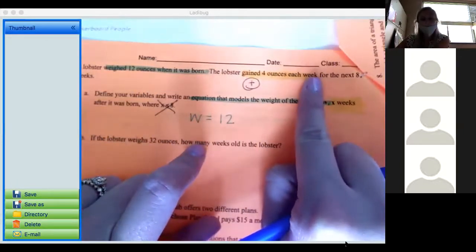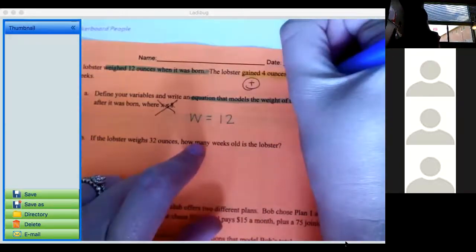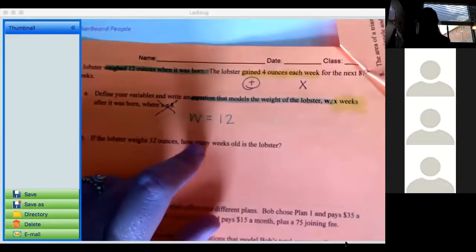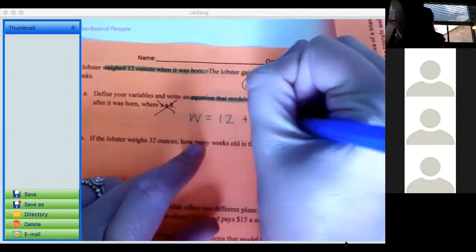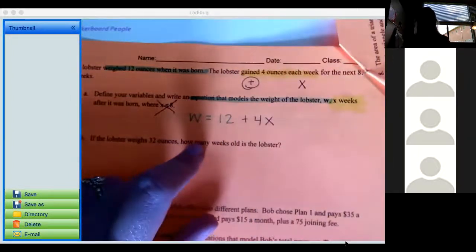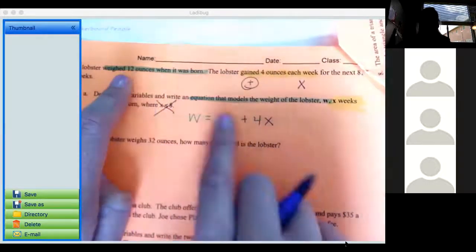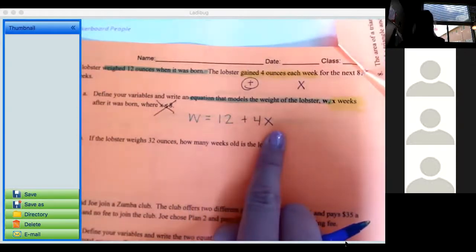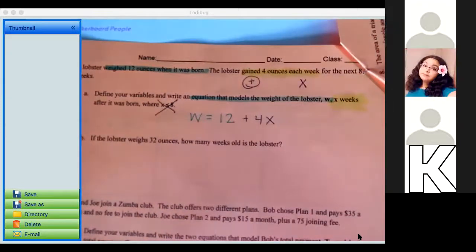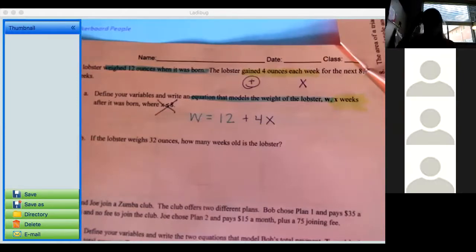What do we put in for weeks? What's the variable for weeks? X. Very good. So this is my rate of change. We're adding 4 each week. That's my rate of change. My base weight that he starts off with when he's born is 12. So you should have W equals 12 plus 4X. Questions on that part? Making sure all my kiddos are still up here. Y'all are good with that part?